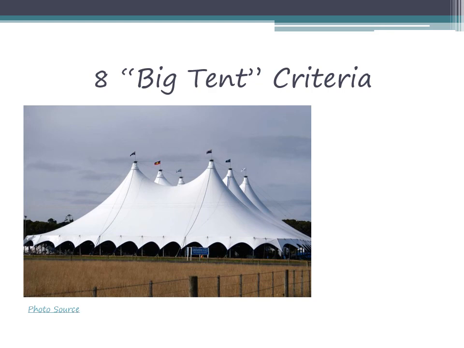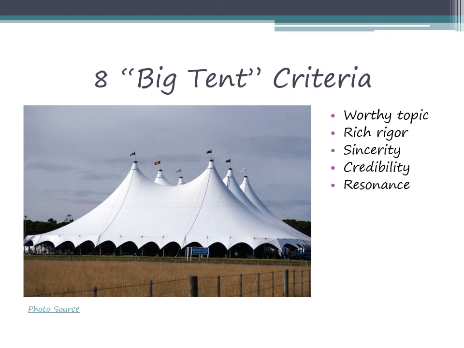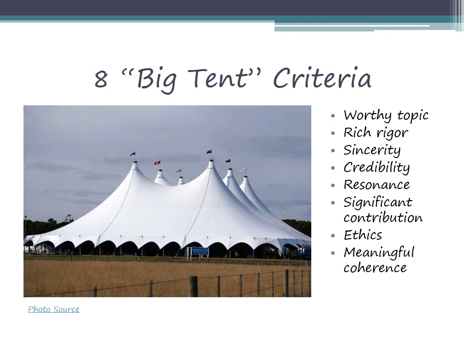She explains that her goal in presenting these universal markers of quality is to provide an expansive, or "big tent," structure for qualitative quality while still celebrating the complex differences amongst various paradigms. Her 8 criteria are, and you can read about these in a little bit more detail in the extended script: worthy topic, rich rigor, sincerity, credibility, resonance, significant contribution, ethics, meaningful coherence.